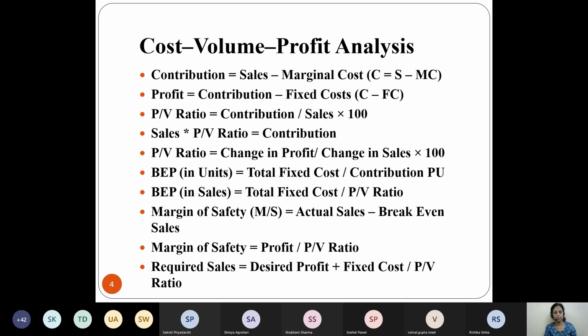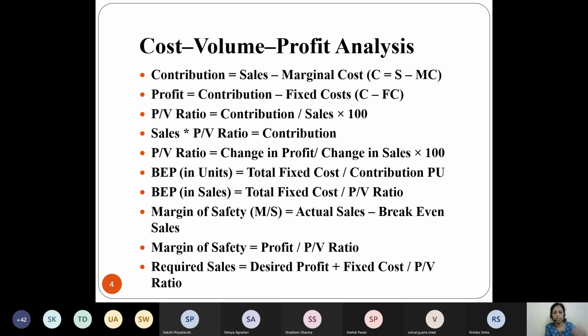Have you followed the concept? PV ratio? Yes, ma'am. What is the formula? Contribution upon sales into 100. It is always expressed in percentage, right? So have you taken down the formula of PV ratio? Yes, ma'am.